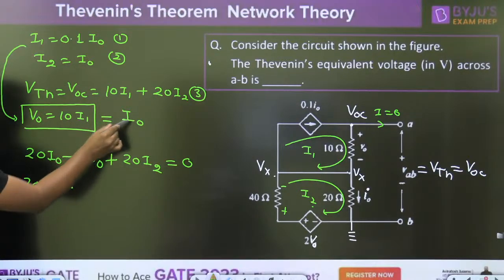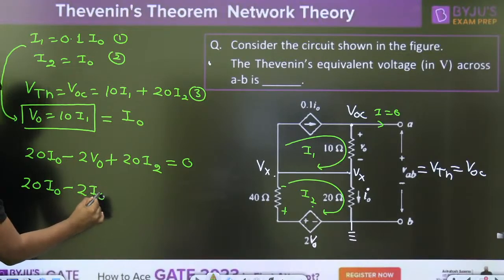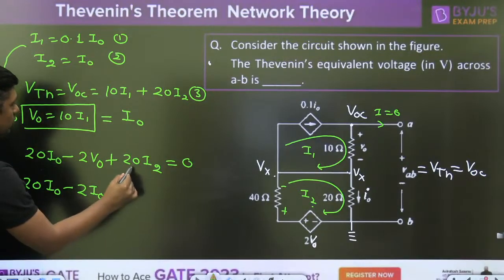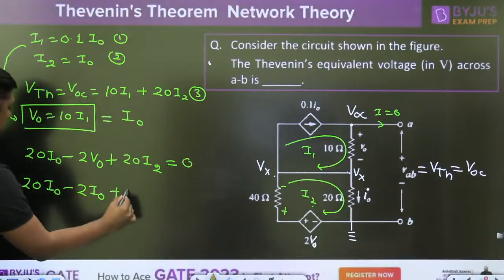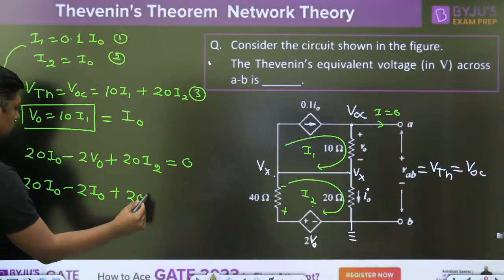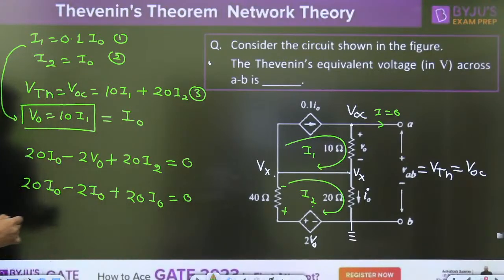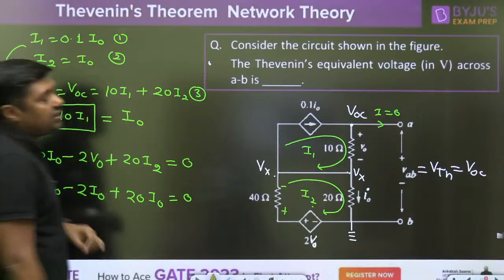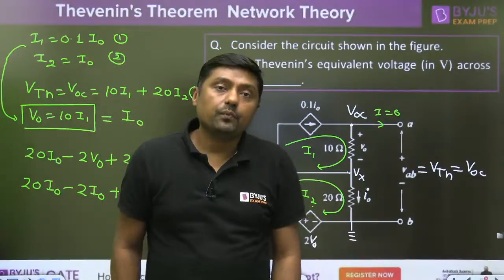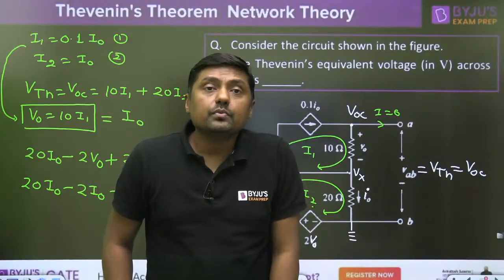What is V naught? I naught. What is I2? I naught. Is equal to 0. From this you are going to get everything in terms of I naught. So this condition is satisfied only when I naught is equal to 0. I naught is equal to 0.